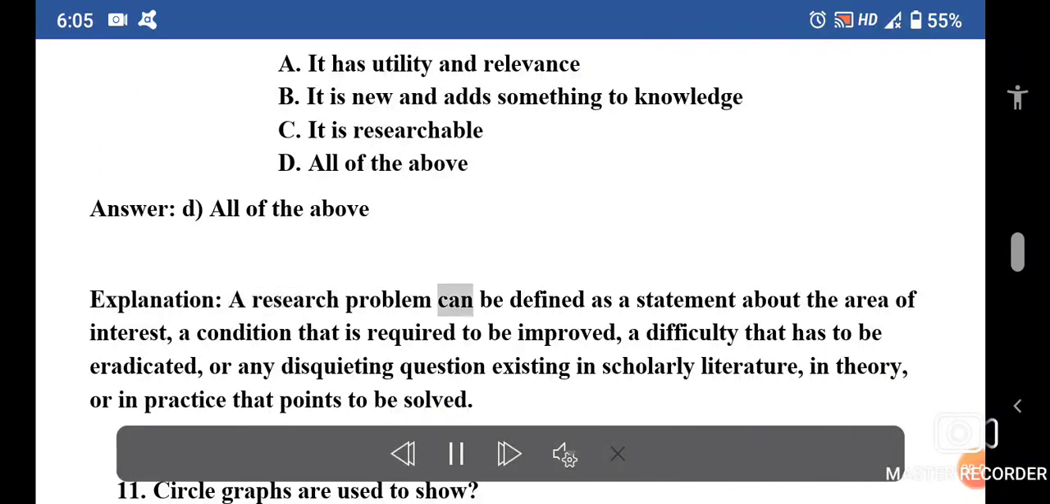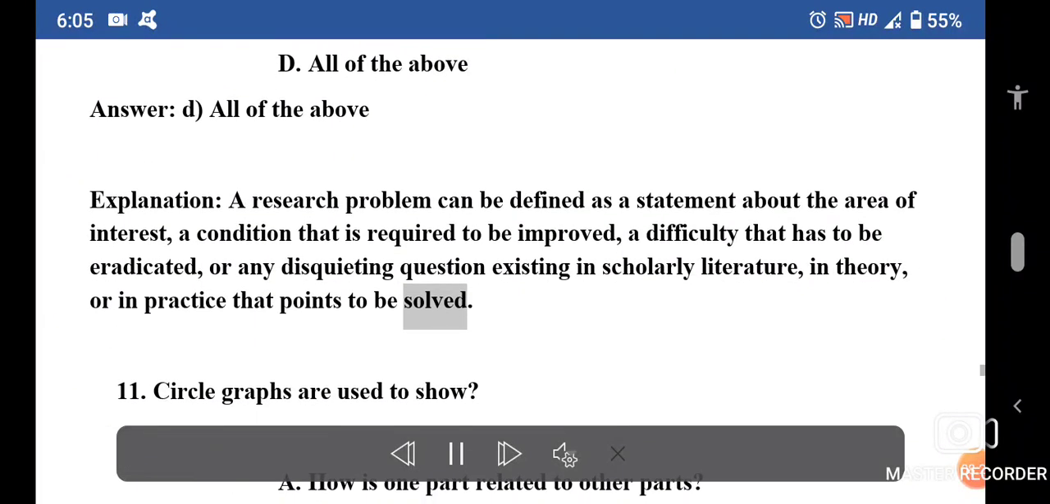Explanation: a research problem can be defined as a statement about the area of interest, a condition that is required to be improved, a difficulty that has to be eradicated, or any disquieting question existing in scholarly literature, in theory, or in practice that points to be solved.